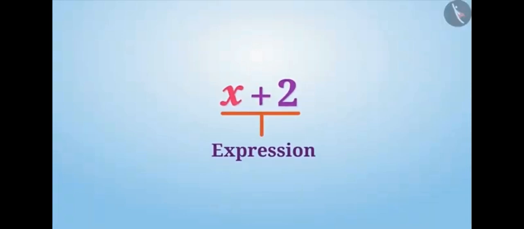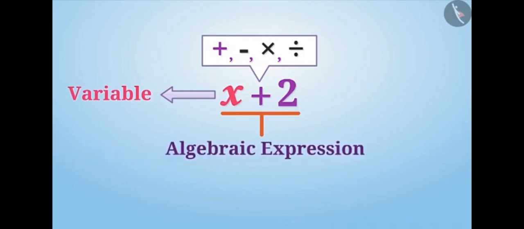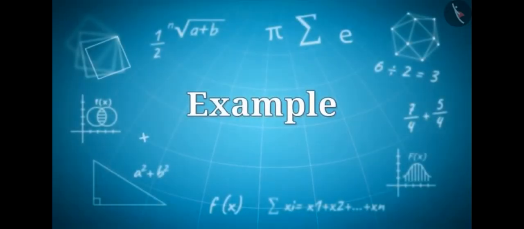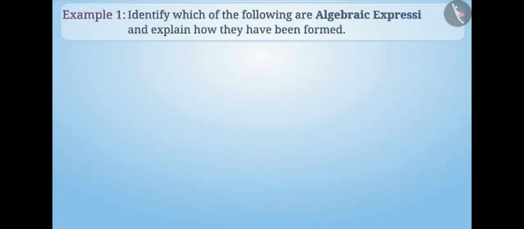In the previous video, we have learnt that expressions in which variables, numbers, and symbols of different operations are used are called algebraic expressions. Now come, let's find solutions to examples based on them. Identify which of the following are algebraic expressions and explain how they have been formed.